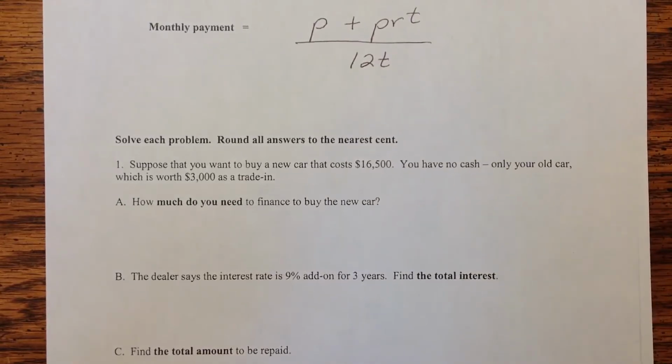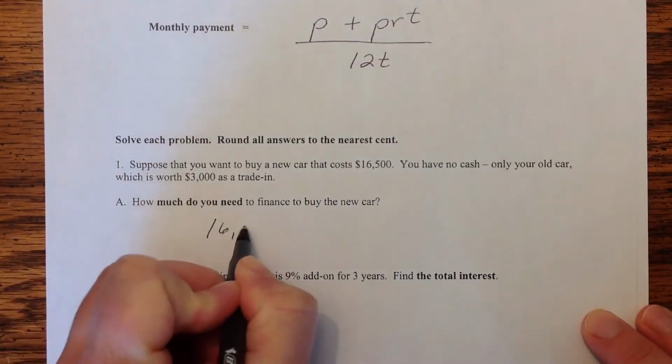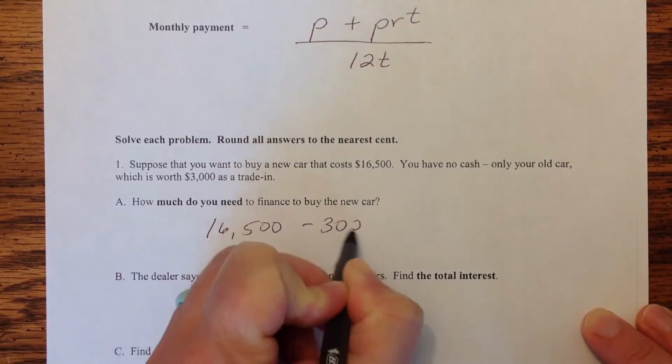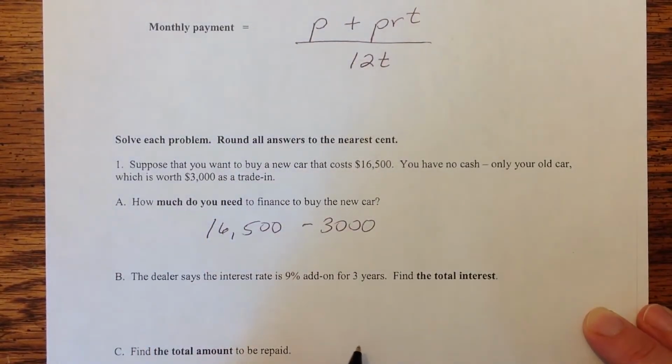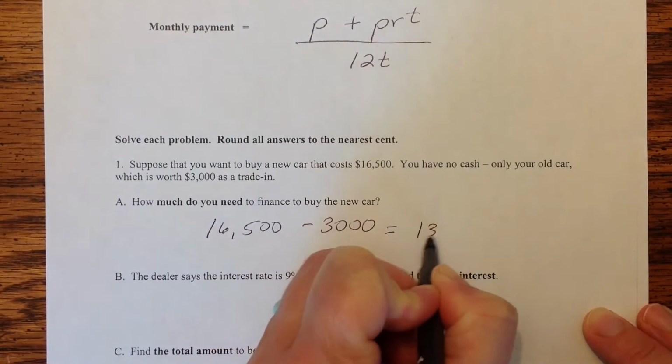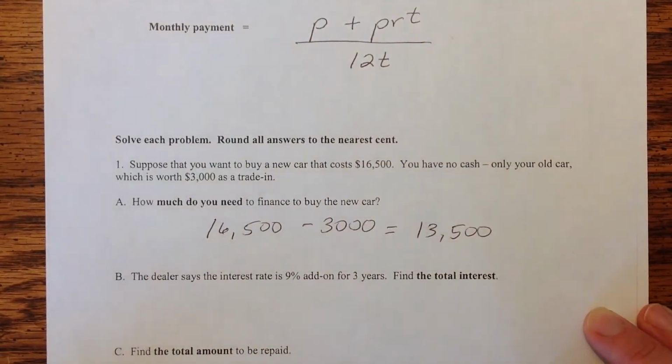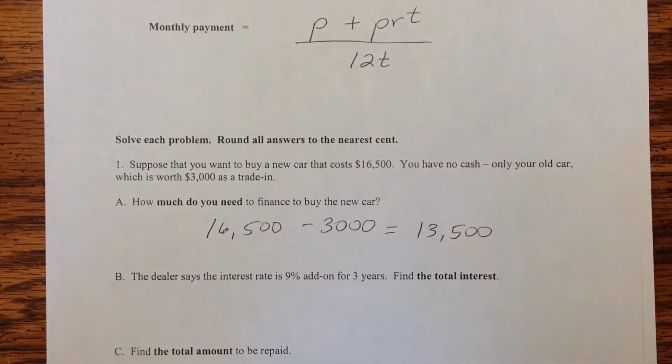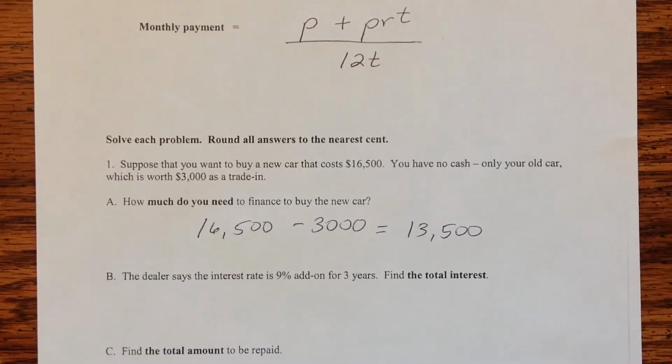So let's say that we're going to purchase a car that costs $16,500, and we have an old car to trade in worth $3,000. So the first question is, how much do we need to finance? Another way to say that is, how much do we need to borrow? Well, we take the price of the car and we subtract our trade-in, because they treat that as cash, and we're left with $13,500 to finance.